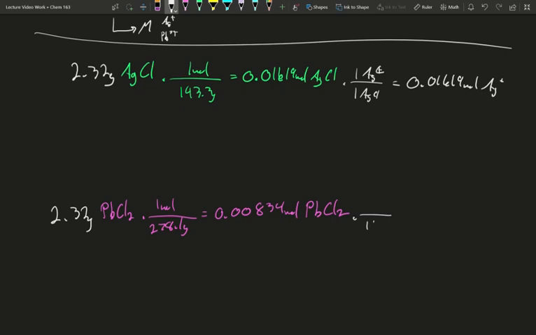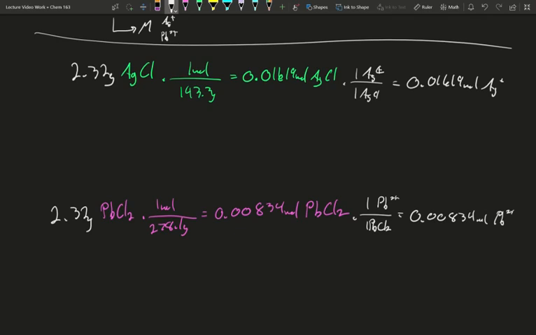Same with our lead down here. For every 1 lead chloride, we're going to have 1 lead ion. So 0.00834 mole of lead ions. Assuming that the sodium chloride being in such excess would push almost the entirety of the cation out of solution, within error, this must have been how many moles of each of these would be in solution.